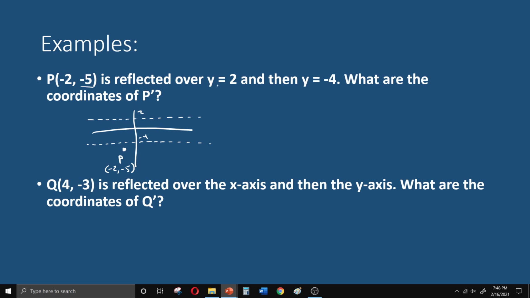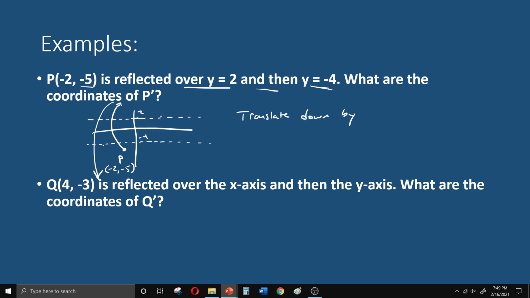So now think about what it's asking you to do. You're going to reflect over y equals 2, and then y equals -4. So I'm going to go up this way, right, to start, because I'm reflecting over this line, and then wherever I end up, I'm going to end up coming back over this line. So you can see I'm going to go up, and then I'm going to go down. So I'm going to translate down by, now it's just a matter of how many units.